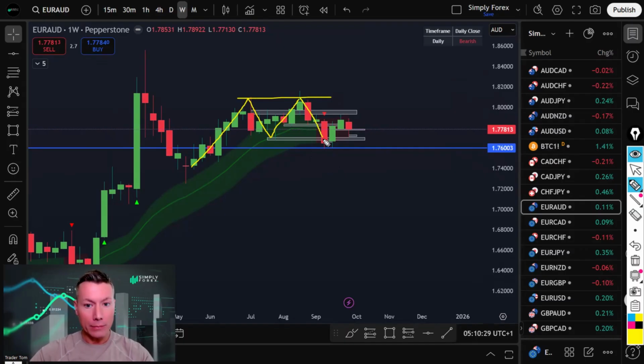As soon as it came down here and we got this big red candle breaking these lows, we are now in a downtrend, okay? And on this weekly chart, right, we've had a retrace. We've started to see a selling candle come in, okay? And I think potentially we could take price all the way back down to these lows and this psychological level.